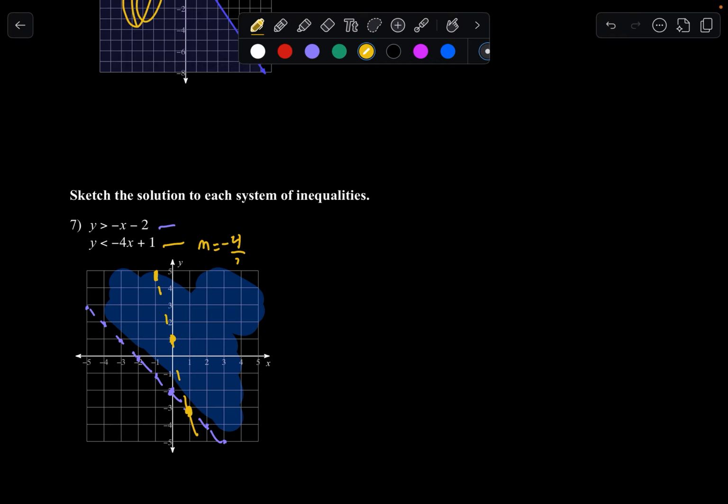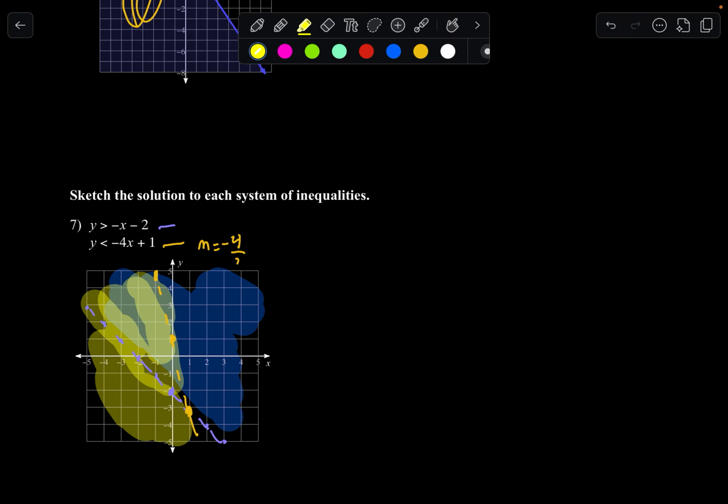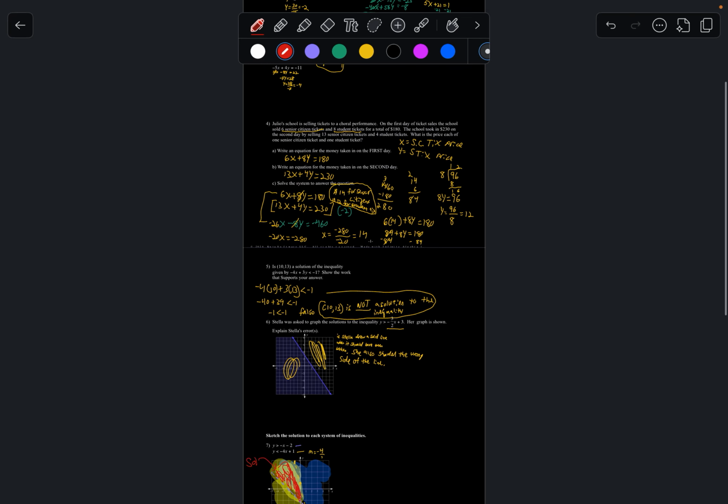Now we have to decide where to shade. So it's less than, we have to shade below the line. So this is going to be shaded in this region. And it's where the overlapping is. And the overlapping is in this little wedge. So you would say, hey, this is the solution, and point to it. Okay, this right here. All right, and there you go. That was quick and easy.